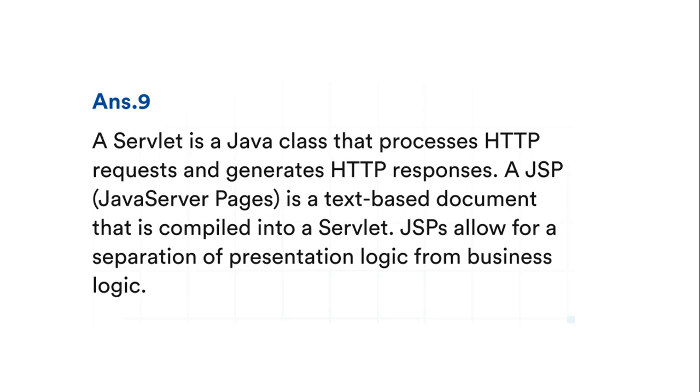A JSP, which stands for Java Server Pages, is a text-based document that is compiled into a servlet. JSPs allow for a separation of presentation logic from business logic. So it forms a separation between presentation logic and business logic. It is basically used for separation purposes. It is a text-based document compiled into a servlet.